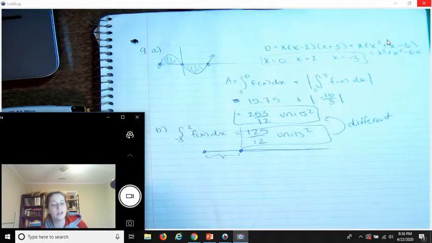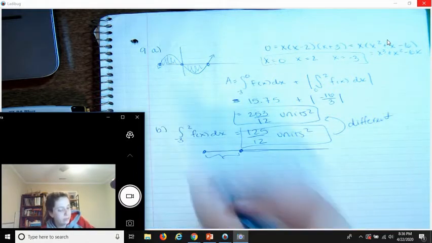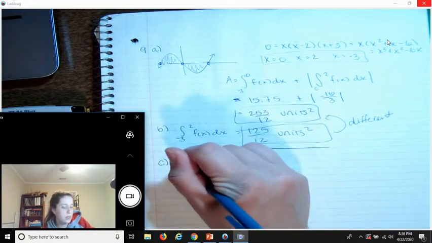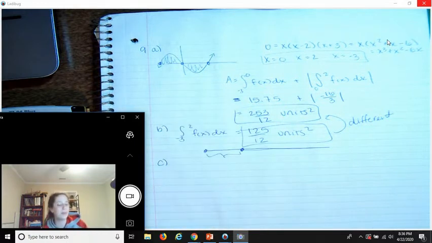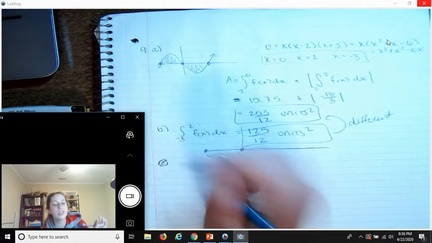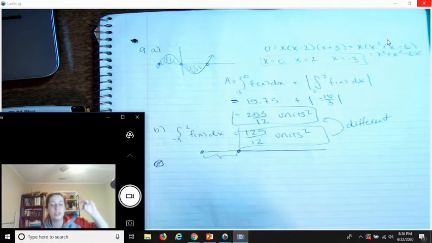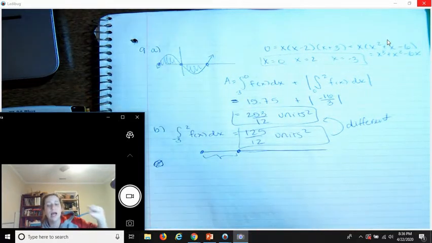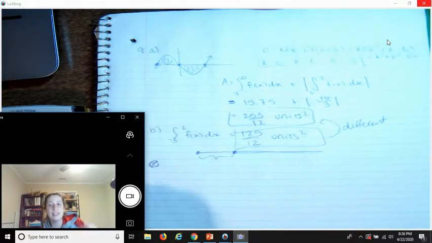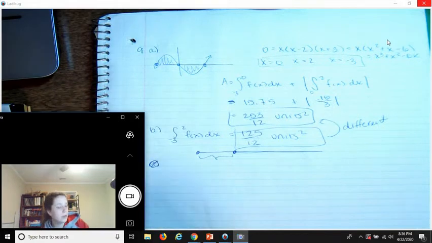C, they don't match because B, fine, I'll write it. Actually, it's in the other solution. I'm not writing it. They don't match because B counts the 0 to 2 interval as negative instead of forcing it to be positive. Okay.